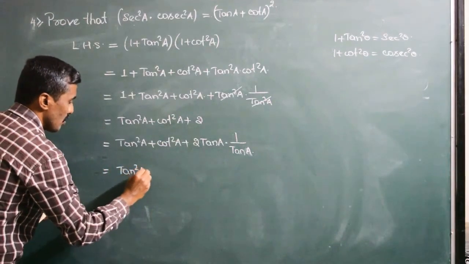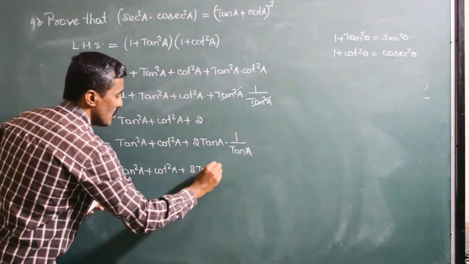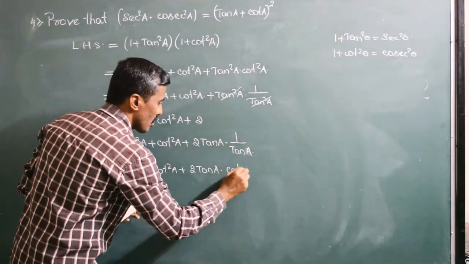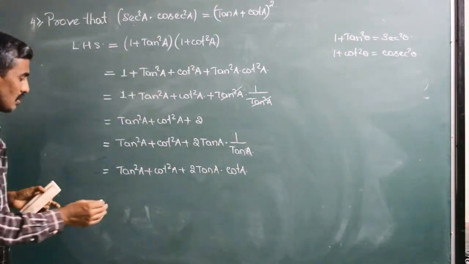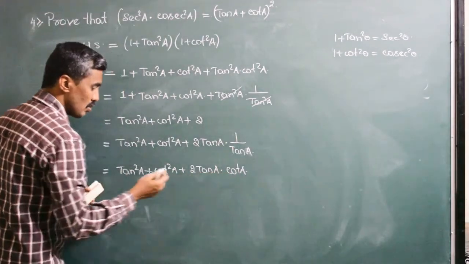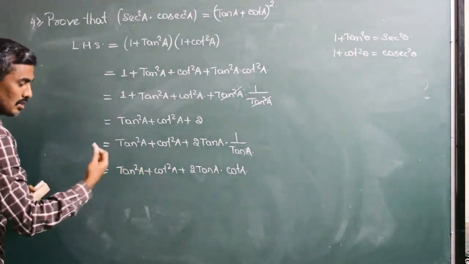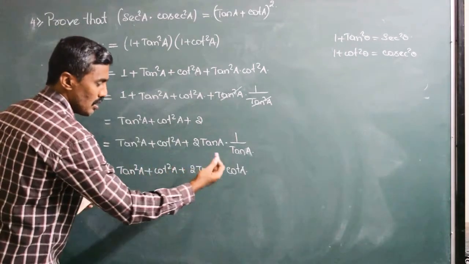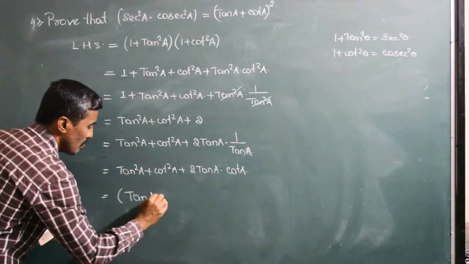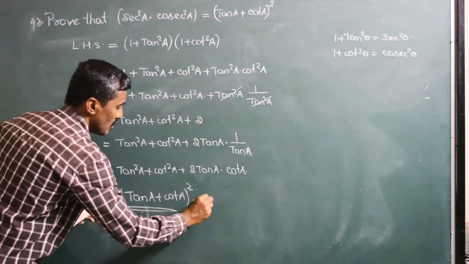Tan square A plus cot square A plus 2 tan A into what is 1 by tan A? It is cot A. Now we have got A square plus B square plus 2 into A into B. So what is A square plus B square plus 2AB? That is A plus B whole square. Here, tan square A plus cot square A plus 2 tan A into cot A, therefore we can write it as tan A plus cot A whole square. This is our required RHS.